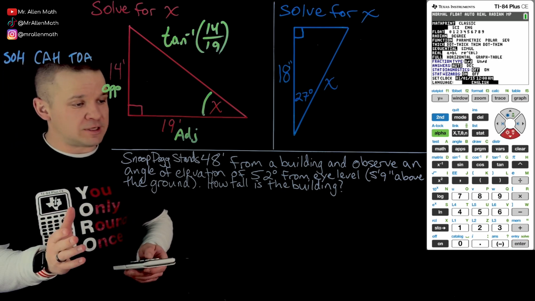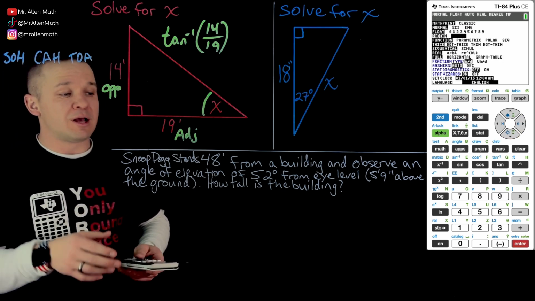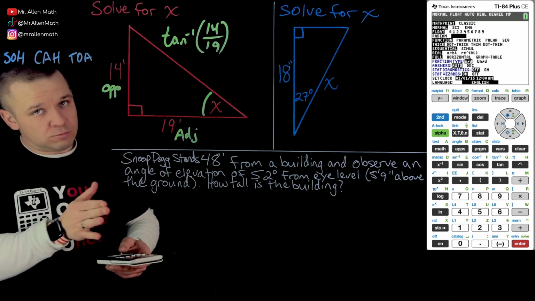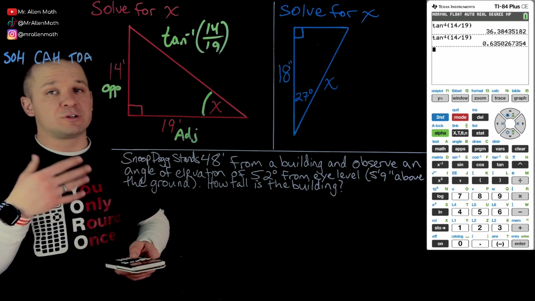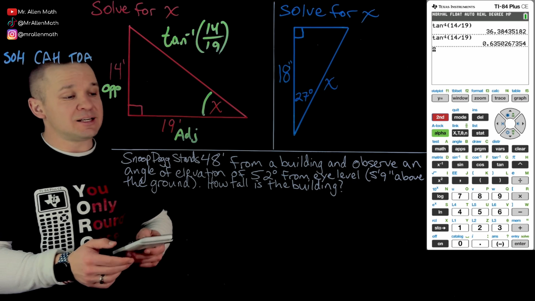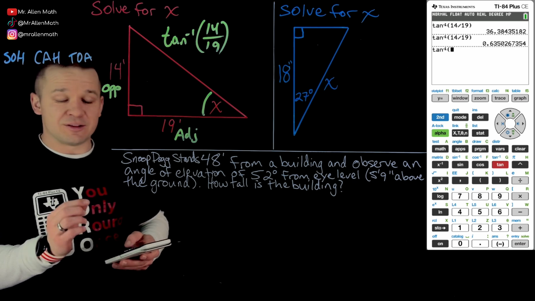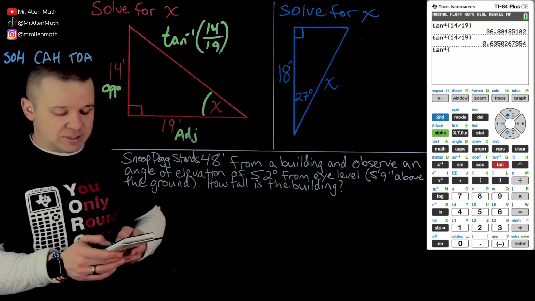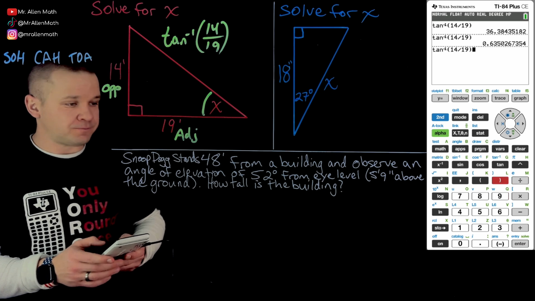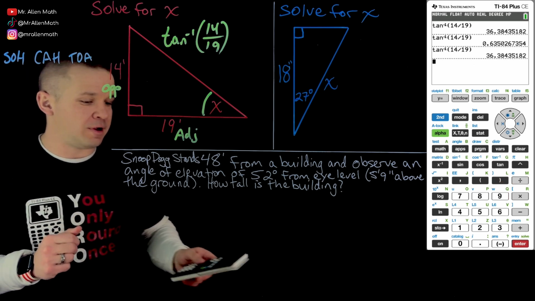So I'm going to hit mode. Once again, get that back into degree mode. If you don't have that, go hit mode, choose degree, hit second, quit, and we'll type it in again. If I hit second tangent, all right, break that down. The second is that blue button up there. I'm going to type the 14 over the 19 and 36.38 degrees.